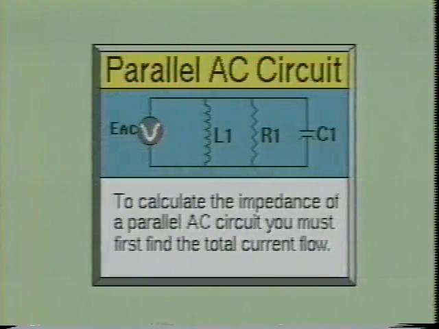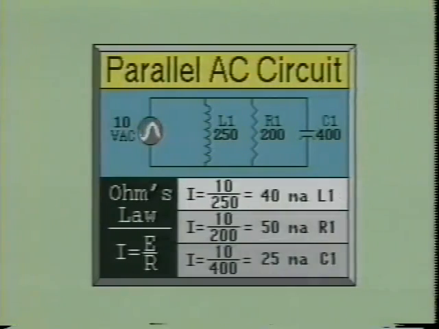To calculate the impedance of parallel connected components in an AC circuit, you must first find the current flow and then use Ohm's law, Z equals E over I. We have assigned values to the components in our circuit. To calculate the impedance of this circuit, we must first calculate the current flow through each component. We do this by using Ohm's law, I equals E over R. We see that there are 40 milliamps of current flowing through the inductive branch, 50 milliamps through the resistive branch, and 25 milliamps through the capacitive branch.